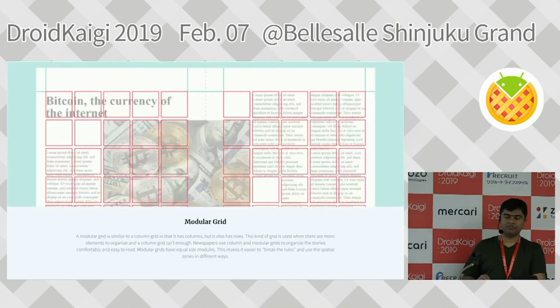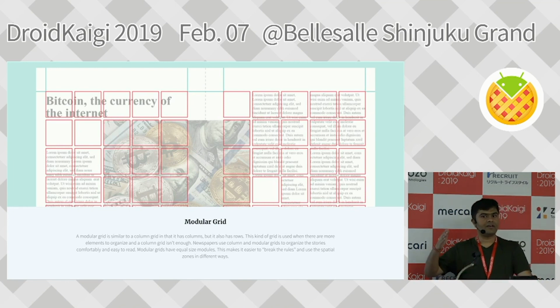Another very popular type of grid is called the modular grid, where you don't just have columns, you also have rows. When you want a little more versatility or control over how the content is displayed, you can use the modular grid, where you have columns as well as rows. Over here you have the image, which takes not just specific columns but goes into other rows as well.